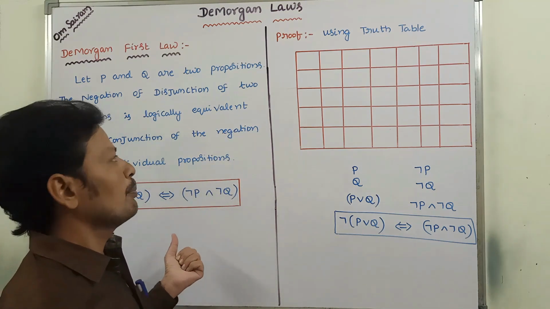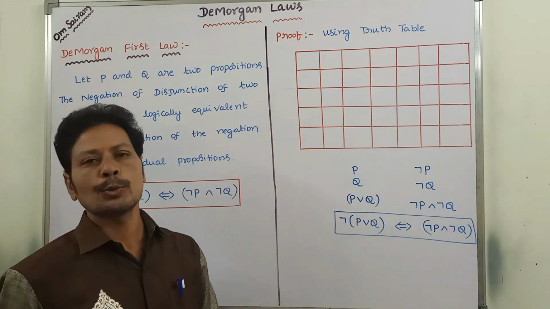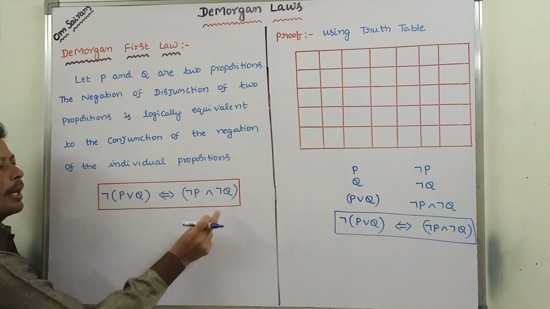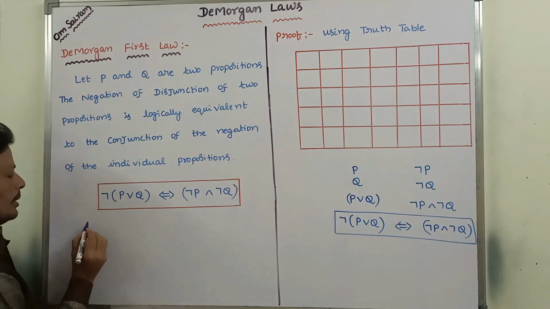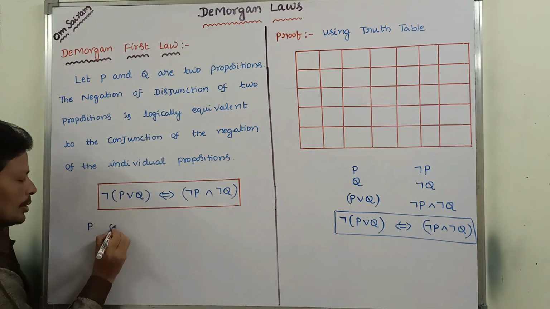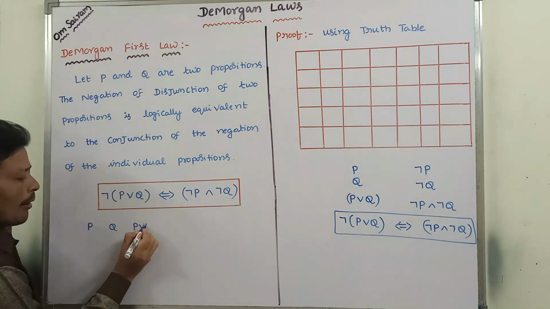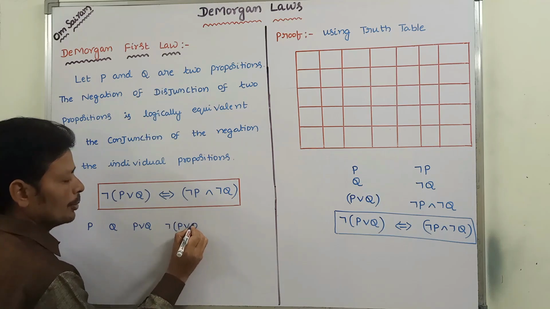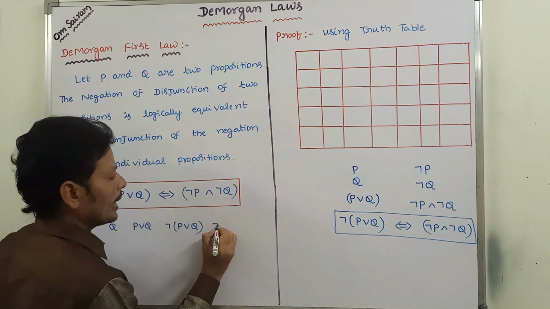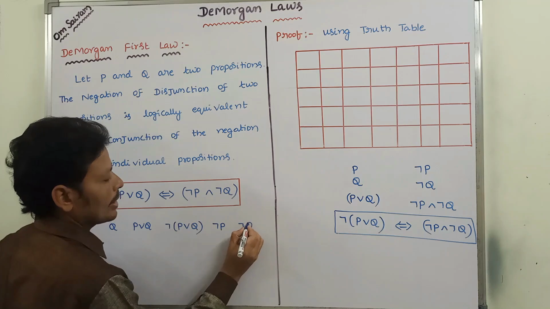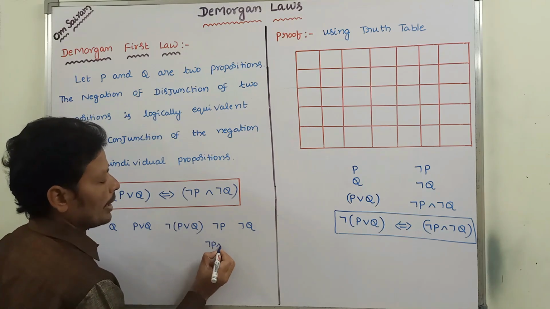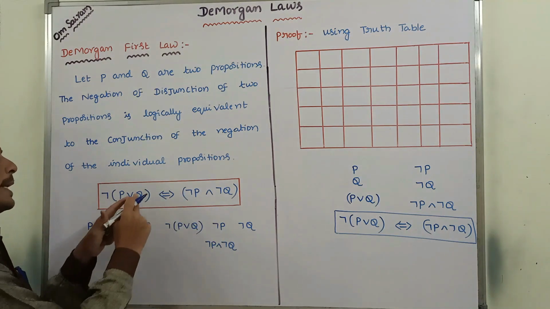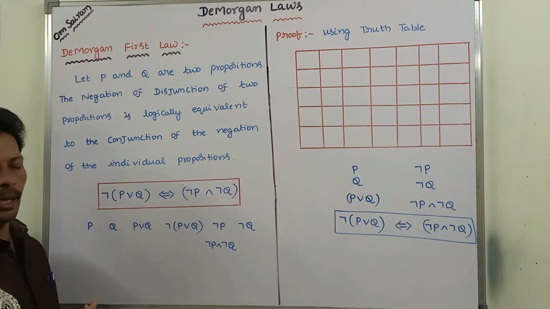Now, this can be proved by using the truth table method. What are the individual components here? P, Q, P or Q, negation of (P or Q). Next, negation P, negation Q, negation P and negation Q. So these are the individual components of De Morgan's first law.